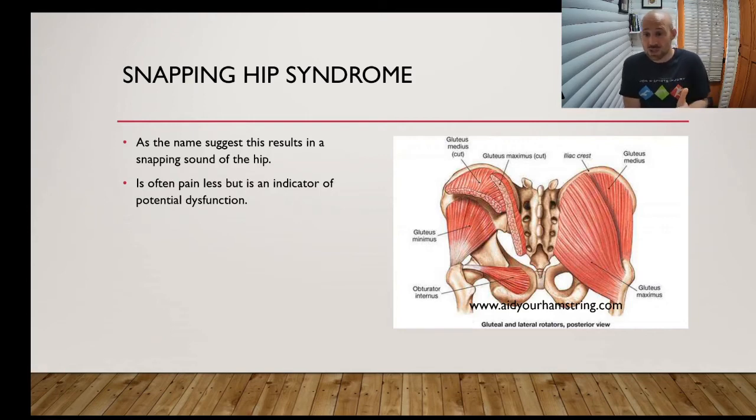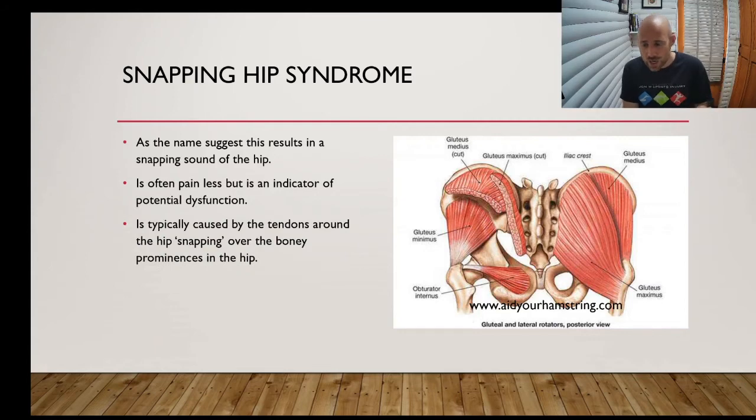But what we want to be doing is addressing those glute muscles. We want to understand where the tightness in the hip that's causing that hip to snap is. So again, that could be through the glutes. It could be through TFL, which is the muscle that sits on the side of the hip. It could be a hip flexor issue, but we really want to understand that what it's showing us is an early indicator that there's some dysfunction going on.